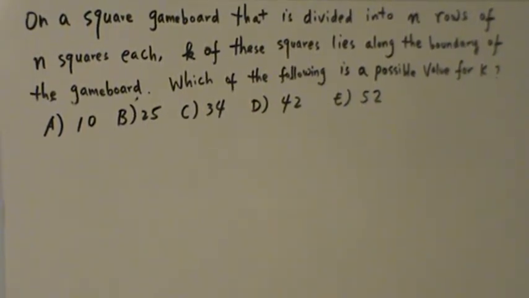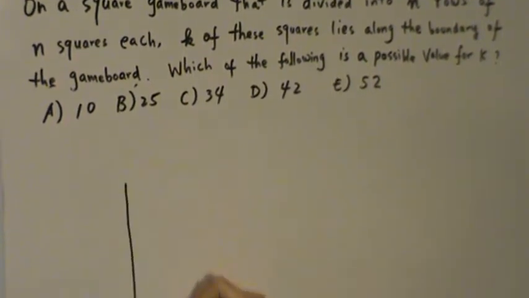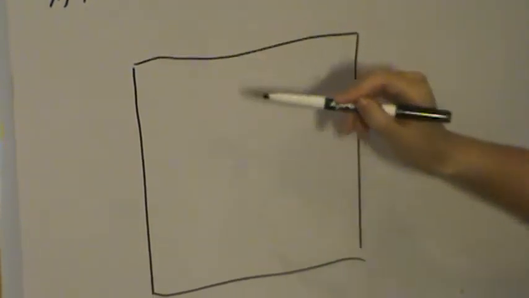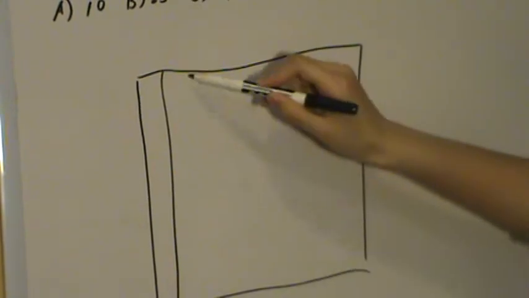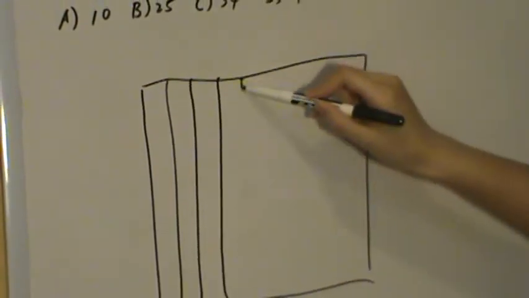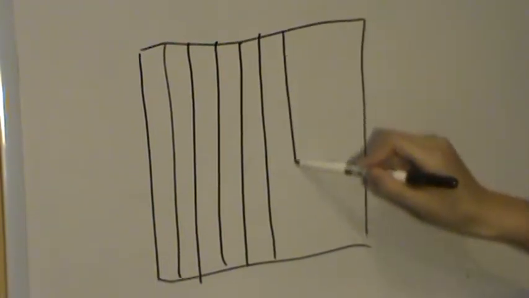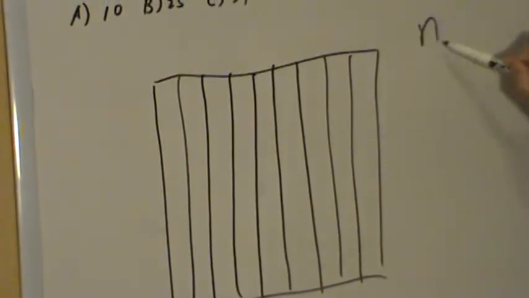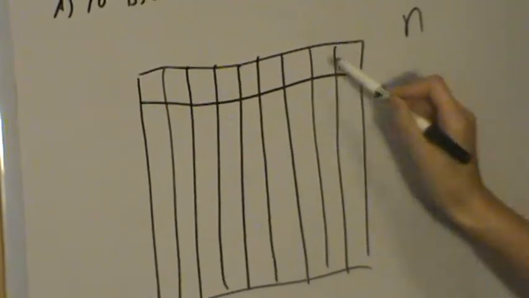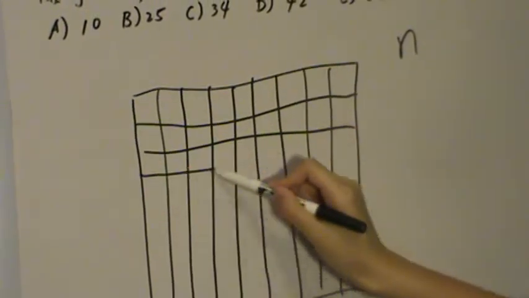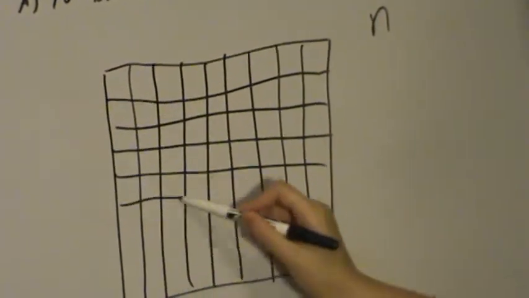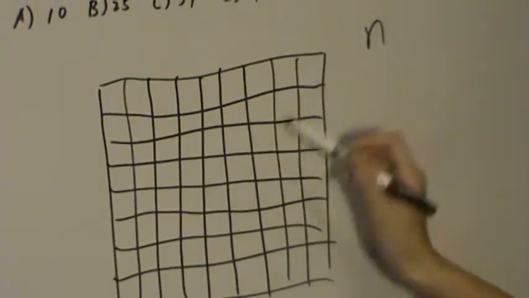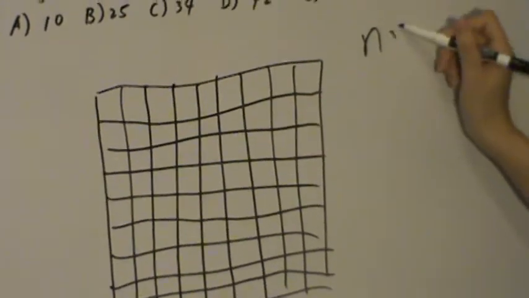Hold on. Let me draw a diagram for you guys. Okay. We're going to have this beautiful game board divided into n rows of n squares. So I'm just going to create a random amount of rows. How many was that? 1, 2, 3, 4, 5, 6, 7, 8. So that is n. It's not actually 8 because we don't know what n is. Okay, so that's n by n squares.